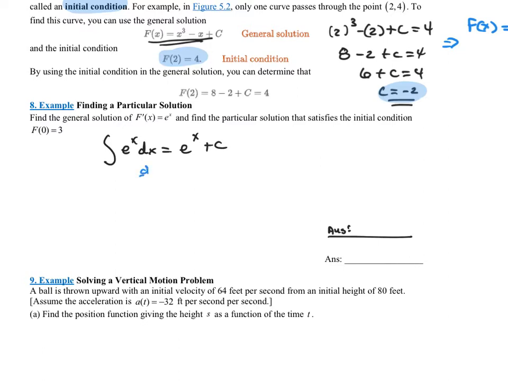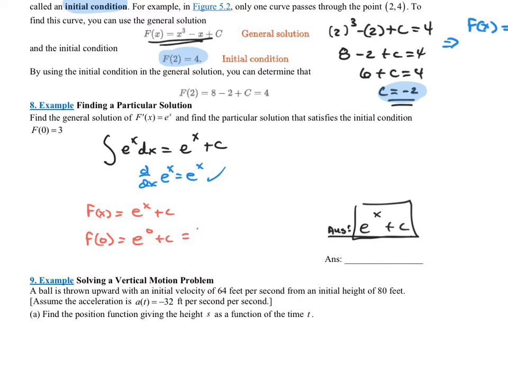And I'll just write that down real quick. We know, if we check our answer, the derivative of e to the x is e to the x, so we're good there. So our general solution would be e to the x plus c. That's our general solution. But now they want a particular solution. They want the particular solution where you plug in 0, you must get 3. So again, what we have here is f of x, the parent function, is e to the x plus c. And what we need is f of 0, which would be e to the 0 plus c. That has to equal 3.